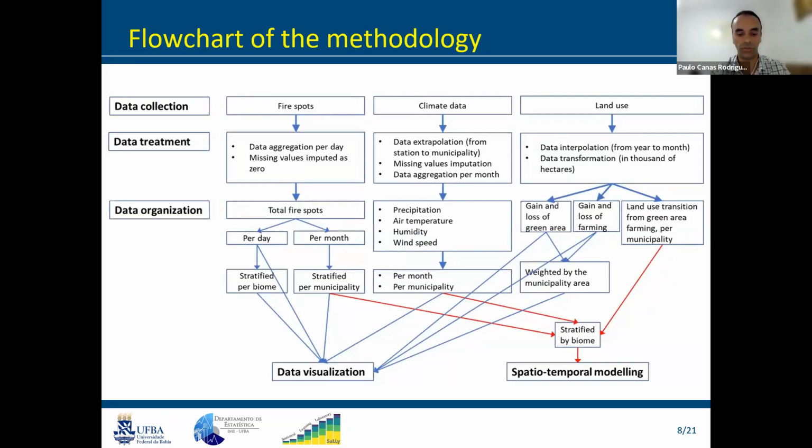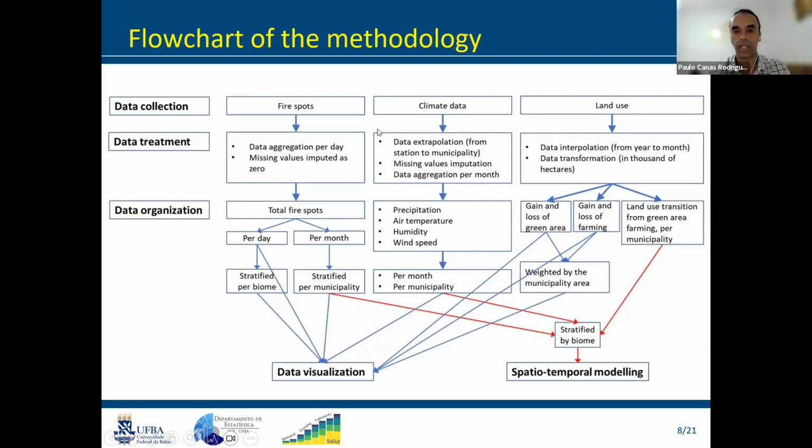So this is what we did. Each of these columns is one of the data sets, and in the rows we have data collection, data treatment, and data organization. So the first column is number of fire spots. We did data aggregation per day. We had to input missing values as 0 because we assume that if the number of fire spots is not observed, it means that there are 0 fire spots in that day in that municipality. And then we got the total number of fire spots per day and per month, and we stratify them by biome and by municipality. Okay.